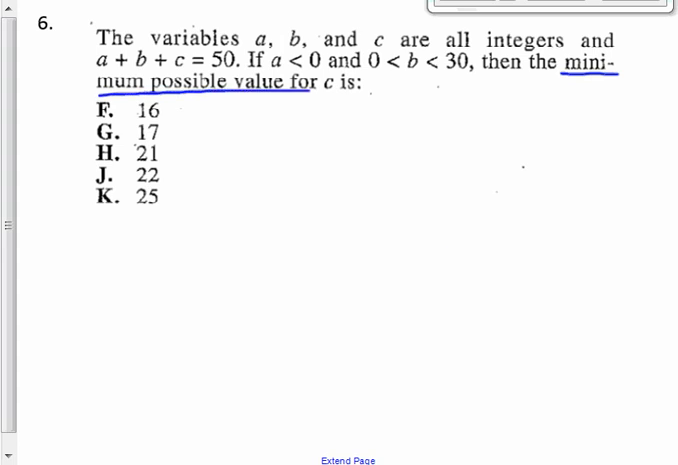So what I would suggest as you try this on your own is instead of starting with answer choice H, consider answer choice F, then G, then H. And that way you can make sure you are getting the minimum possible value for C. Go ahead and try this on your own.